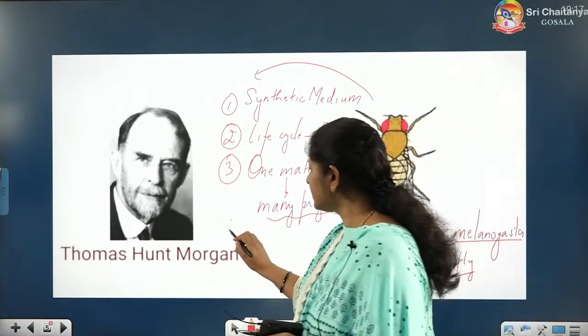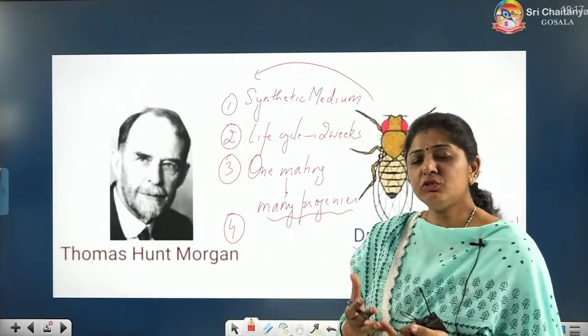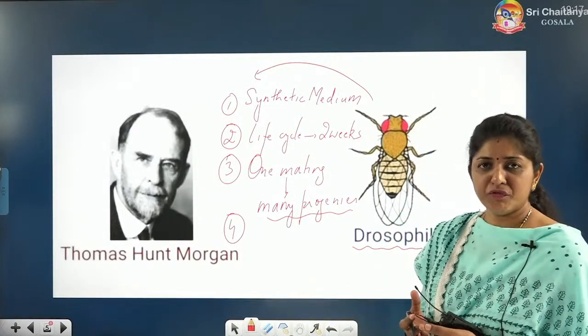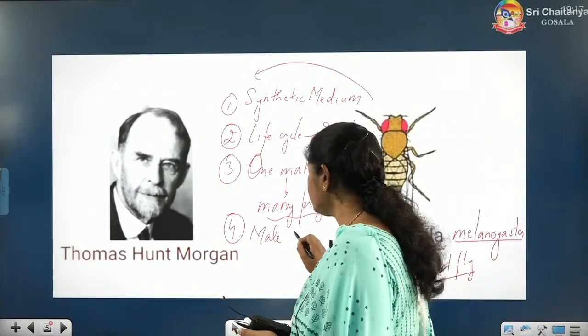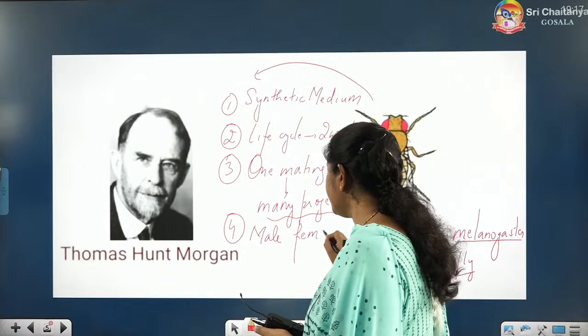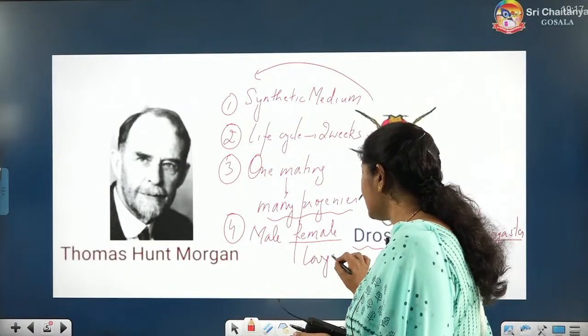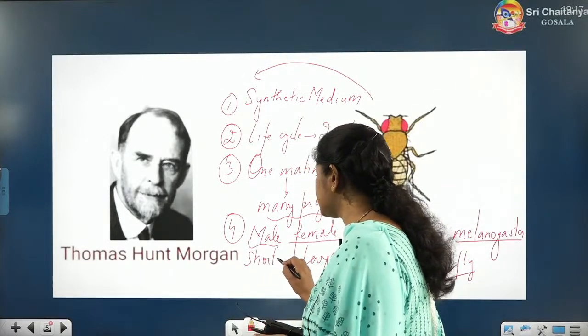Even this organism shows sexual dimorphism, so we can identify males and females. When you see your NCERT book, you will find they have shown the picture there for male and female Drosophila, and you will find the female is larger in size and the male is shorter in size.